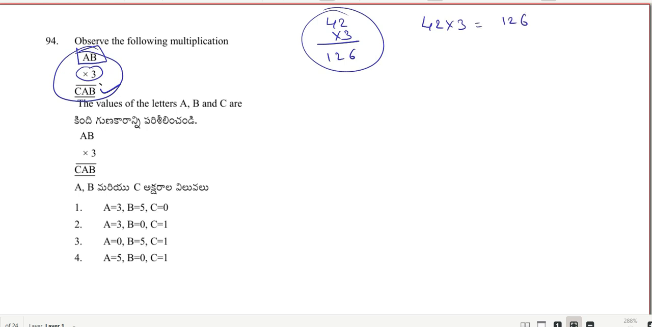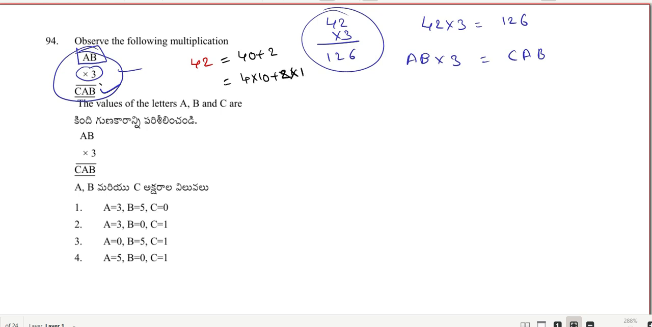In the same manner, for this equation form, AB into 3 is equal to CAB, and here I'm going to write the expanded form of this. So what is the expanded form? Let's take 42 as an example. Expanded form of 42 is 40 plus 2, or this can be written as 4 into 10 plus 2 into 1.